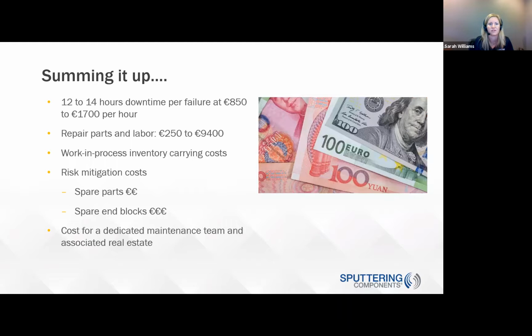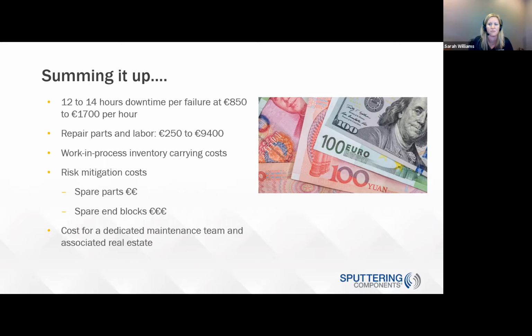When we look at costs for this, putting some actual figures on, around 12 to 14 hours downtime per failure could cost 850 to 1700 euros per hour. And that's no small cost. And then in terms of repair parts and labor, you might have a warehouse full of expensive parts and some costing close to around 10,000 euros per end block.